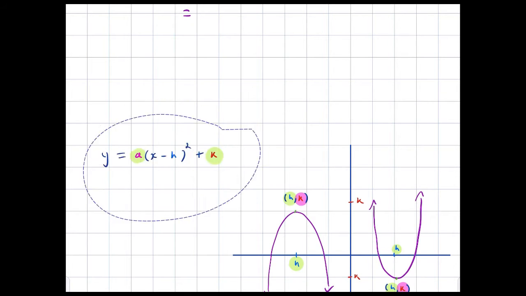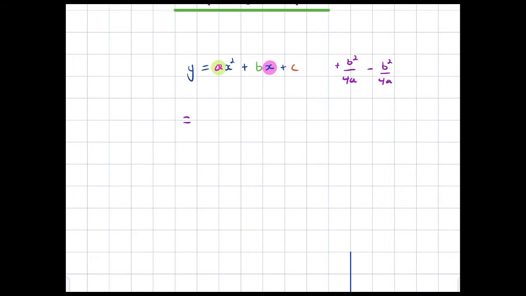And we're going to move this down a little bit so that we have some space to work. So, okay, I'm going to rewrite this as ax squared plus bx plus b squared over 4a, and then plus c minus b squared over 4a. So what I've done is I've added and subtracted b squared over 4a. That's like adding 0, right? It hasn't changed the equation at all.